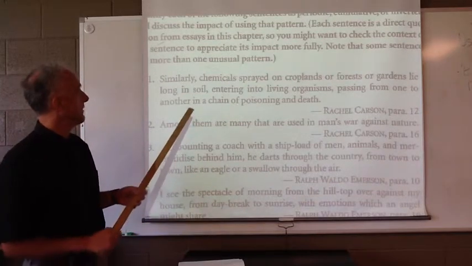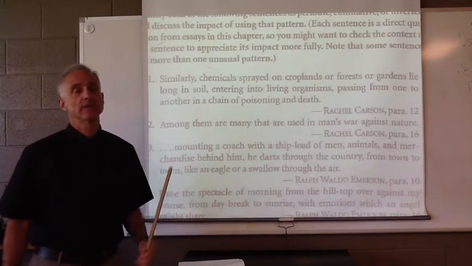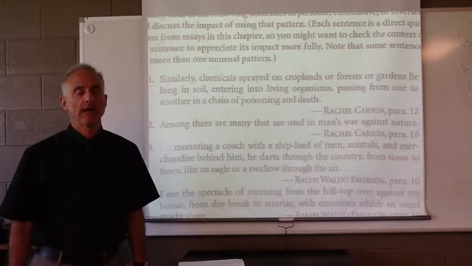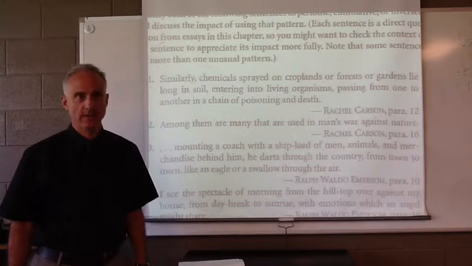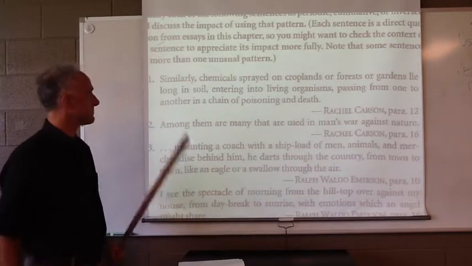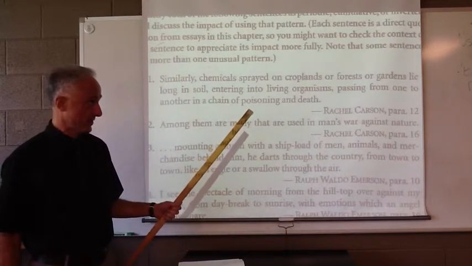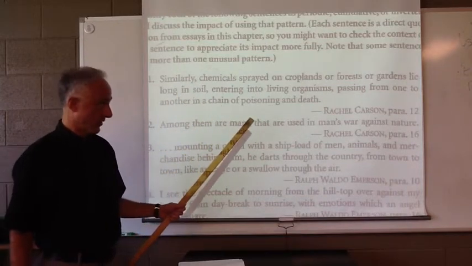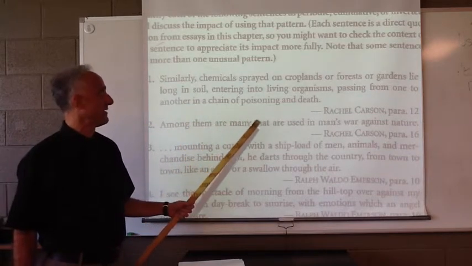So here we have our first sentence by Rachel Carson, who wrote Silent Spring around 1960. It was one of the first big sellers that sensitized people to the threats of pollution on the environment. So she wrote, "Similarly, chemicals sprayed on croplands or forests or gardens lie long in soil, entering into living organisms, passing from one to another in a chain of poisoning and death."